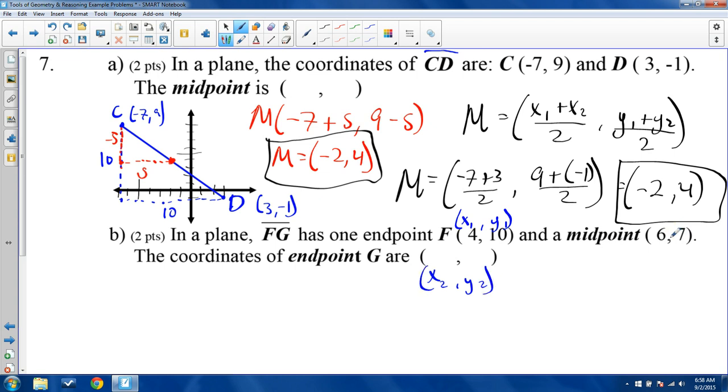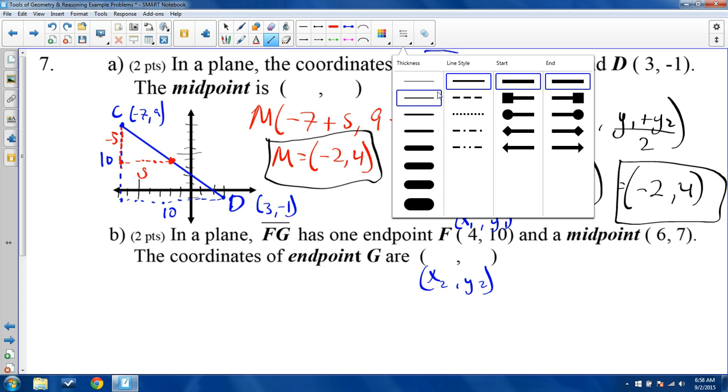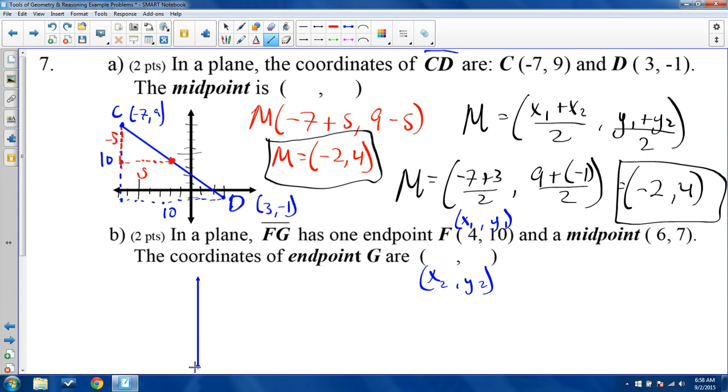We have the midpoint. If I were to do another graphing one, what I need to do this time is find the other points. So I'm at (4, 10) and (6, 7). 1, 2, 3, 4, and 1 through 10. Close enough, way up there. That's point F. The midpoint is at 1 through 6, and 1 through 7, and there is the midpoint. And where to find G?